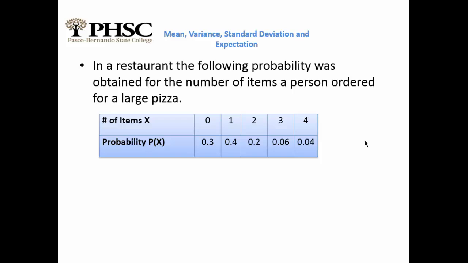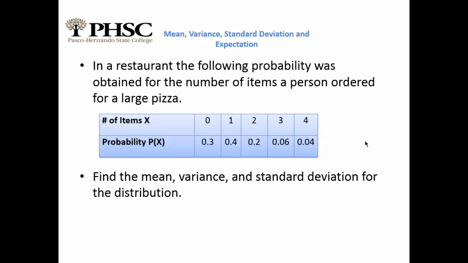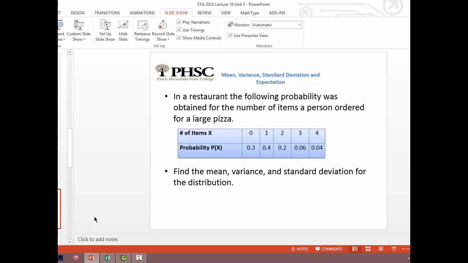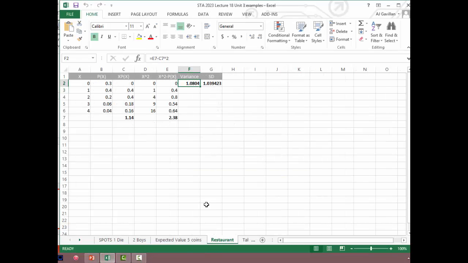So the probability of each: 0 items is 0.3, 1 item is 0.4, 2 is 0.2, 3 is 0.06, and 4 is 0.04. So what we're going to do then is find the mean, variance, and the standard deviation for this particular distribution. So going back to Excel, here's the restaurant.